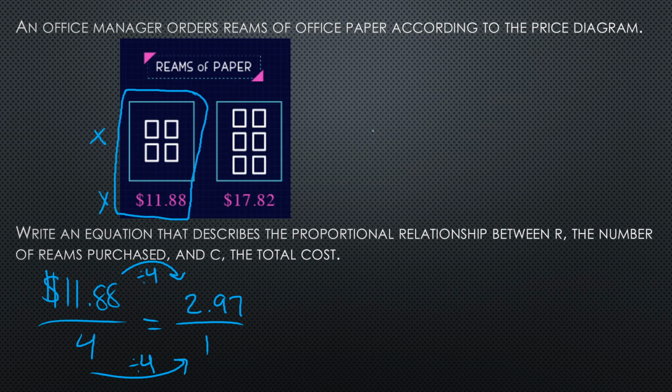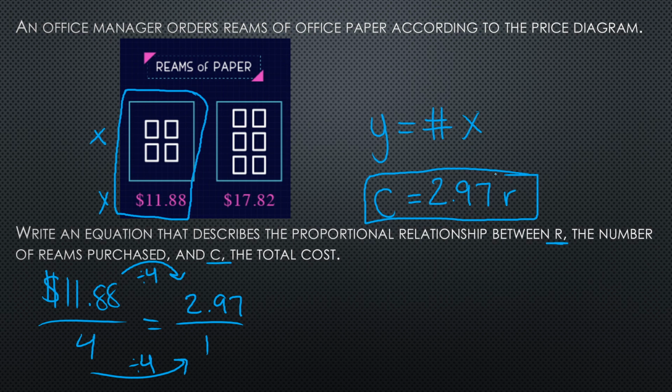Now remember that you write your equation in the form y equals some number and then your x. Here my y represents cost, right? My y is right here and it represents cost. It wants us to use c for cost, so I'm going to take my y and replace it with a c. My number I know is my unit rate, which is going to be 2.97. And then it tells me to use R for my x, right? x is my R because x is my number of reams. So I'm going to replace x with R.